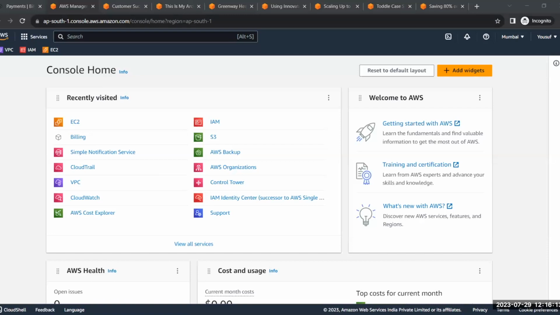It was about day-to-day tasks, right? So let's touch base on that. What are the day-to-day tasks? On a day-to-day basis, what is expected from a cloud admin, right? So you are working as a cloud admin.